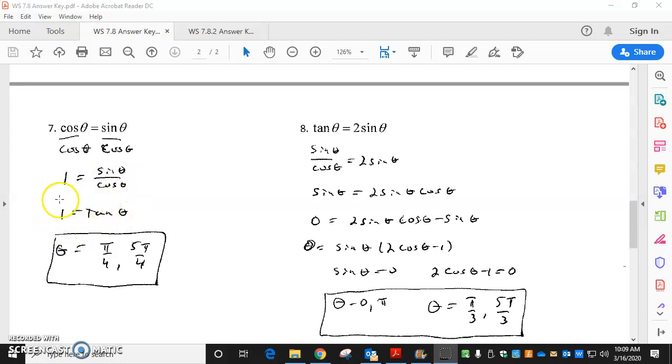Now I only have tangent. This is positive 1, and pi over 4 and 5 pi over 4 are the two angles that have a tangent value of positive 1.